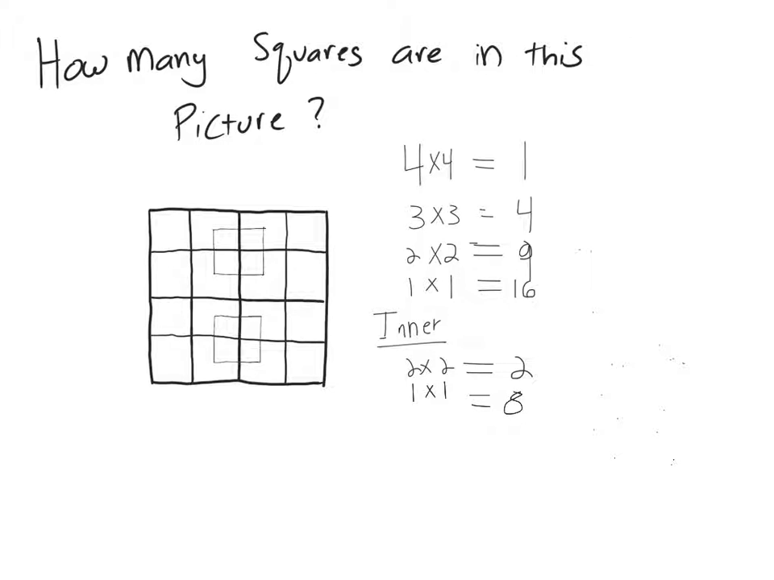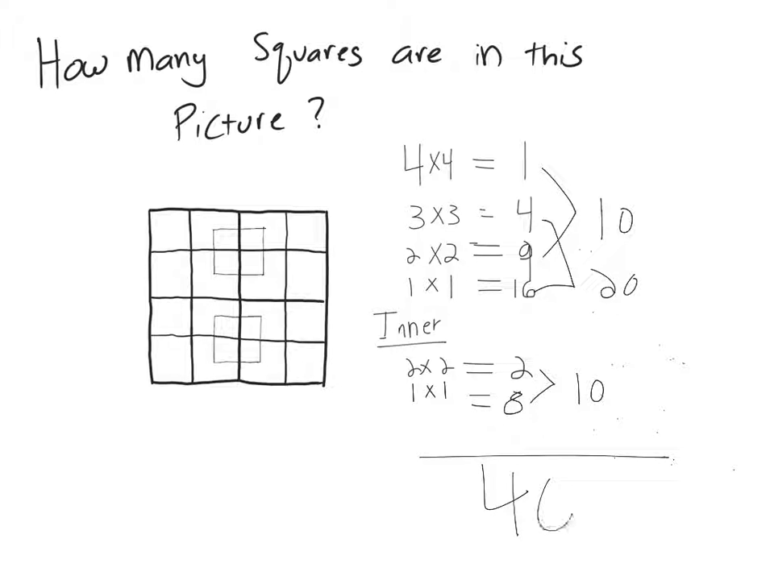So I think, okay, there are 10 there. There is 9 and 1 is 10. And 4 and 16 is 20. So overall there are a total of 40 squares in this picture.